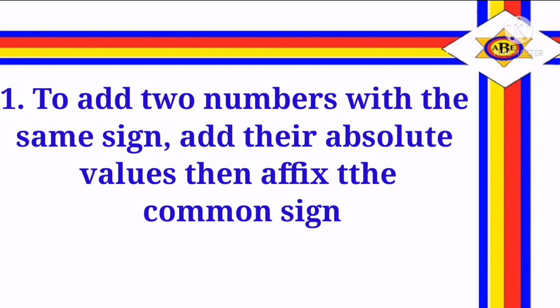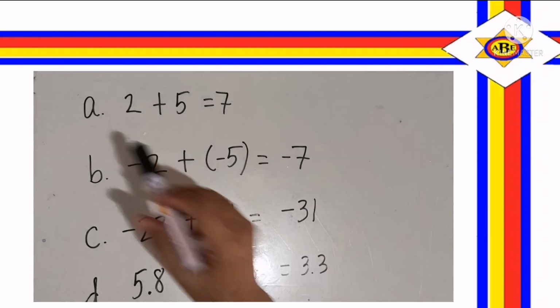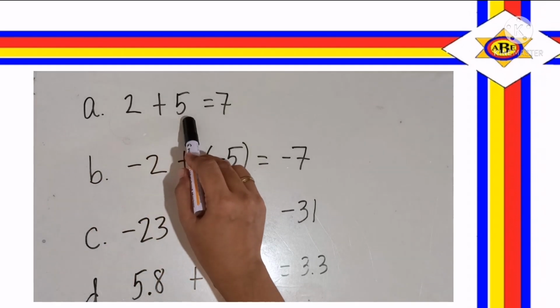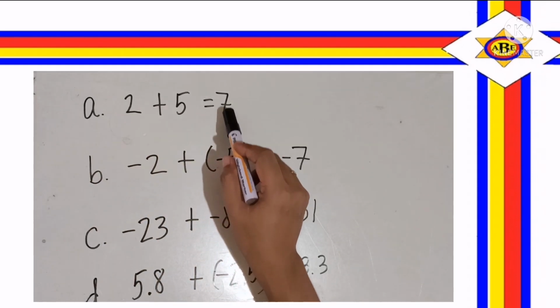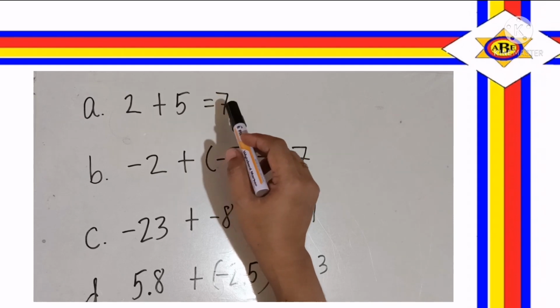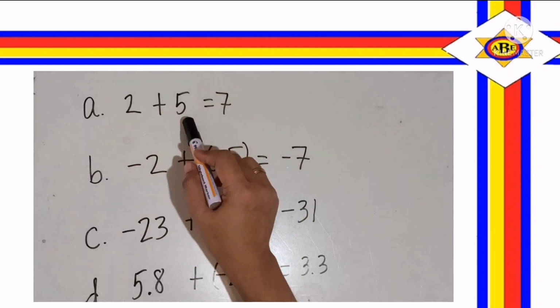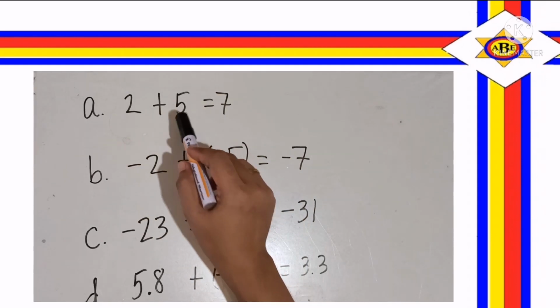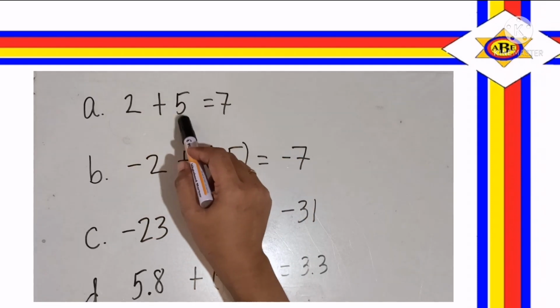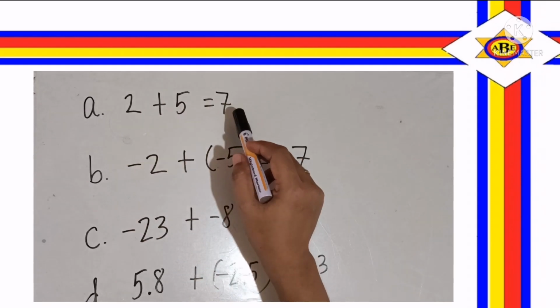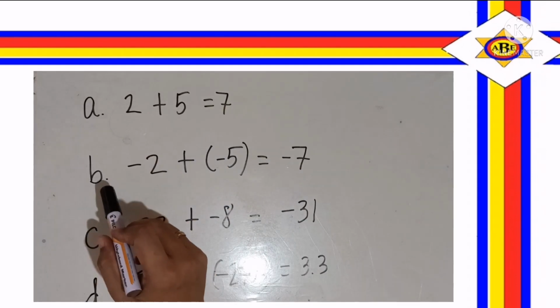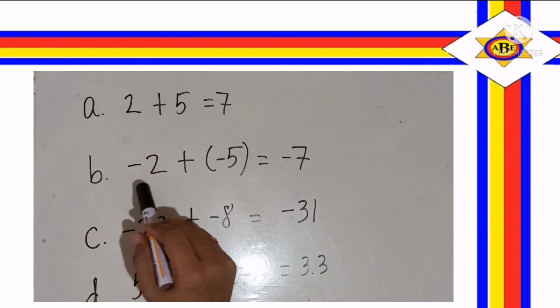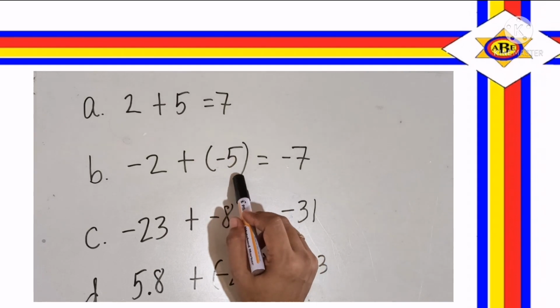To add two numbers with the same sign, add their absolute values, then affix the common sign. In example letter A, 2 plus 5 is equal to 7. We simply have positive 7 because 2 and 5 are positive. So we just add the two numbers. Then we got 7.